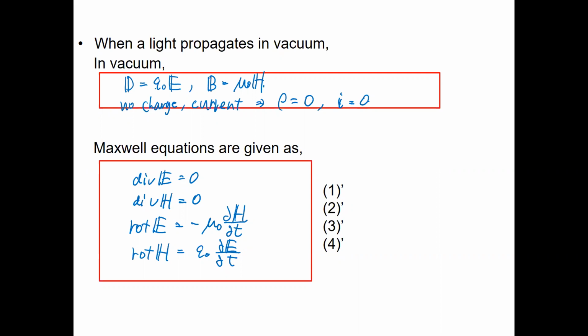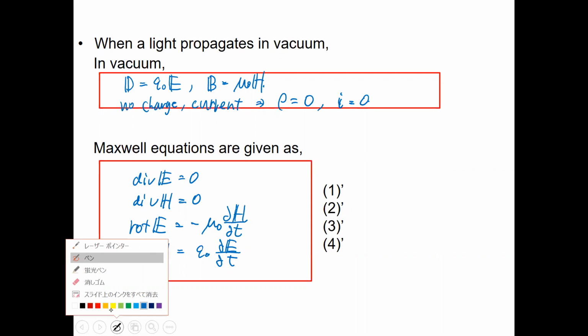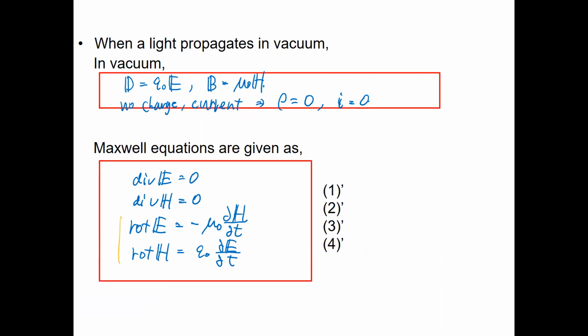And then, so we will think about these two equations, because by mixing these equations we can obtain the equation for light propagation. At first, we differentiate this equation by time.